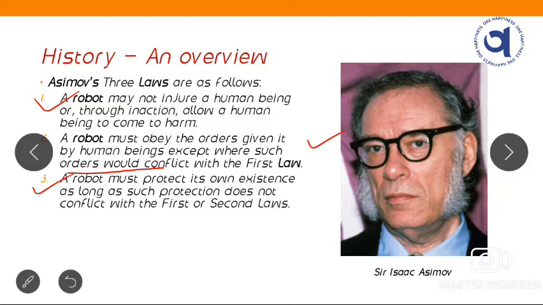Okay, so if someone attacks the robot, then they must protect themselves, but in return, in defense, they cannot kill the person, because that is a violation of rule number one. So they must protect themselves, they should obey the human, and they should not kill a human. That is the three laws given by Sir Isaac Asimov.